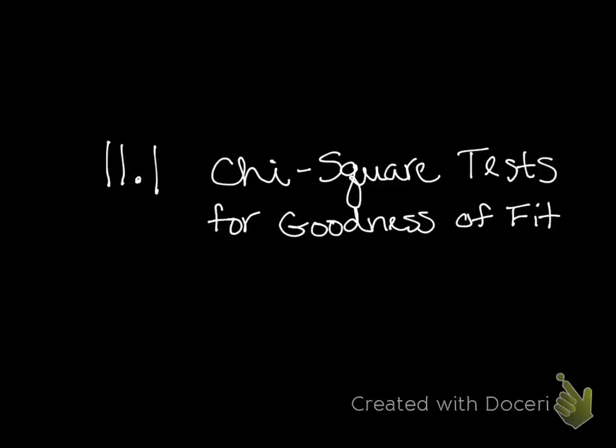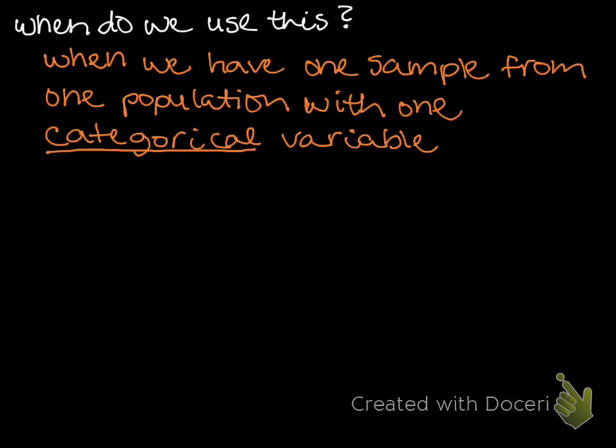Today we are covering section 11.1, chi-square test for goodness of fit. When do we use this? When we have one sample from one population with one categorical variable. Up to this point, we've been dealing with quantitative variables. Now we're talking about categorical variables.